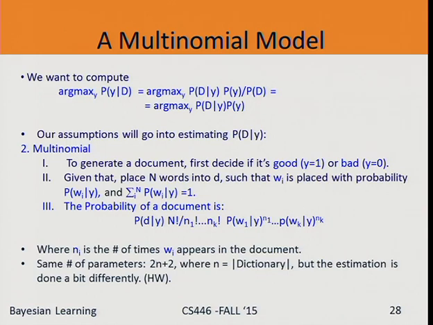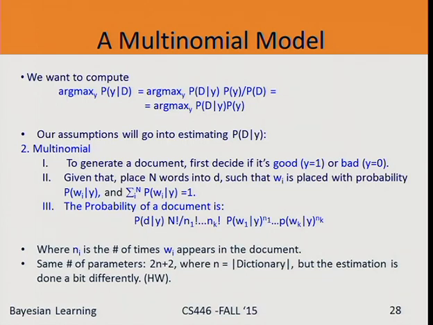The probability of a document is this multinomial coefficient, N factorial over N1 factorial up to NK factorial, where NI is the number of times WI appears in the document. So now I'm accounting for multiplicity. And here are the probabilities, P of WI given Y, to the number of times it appears.